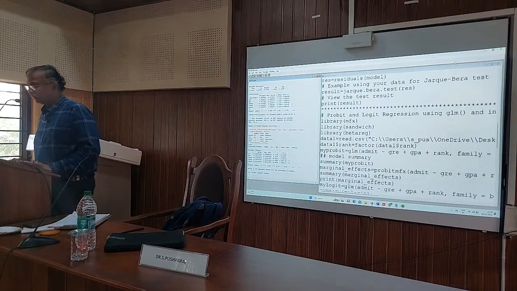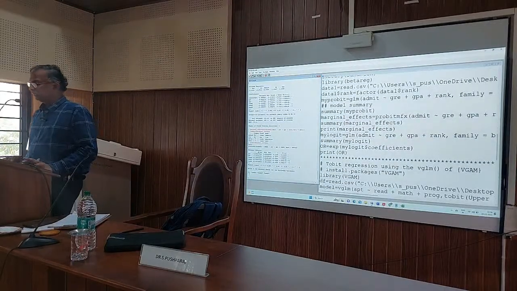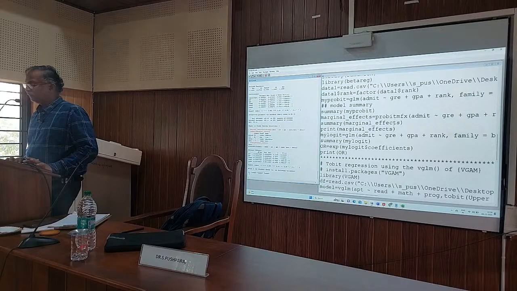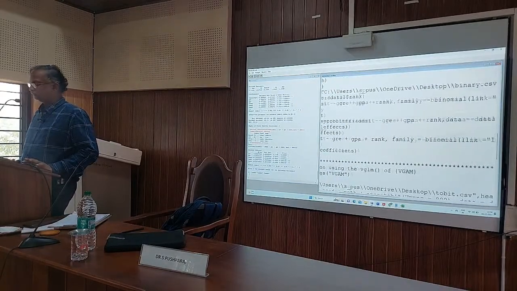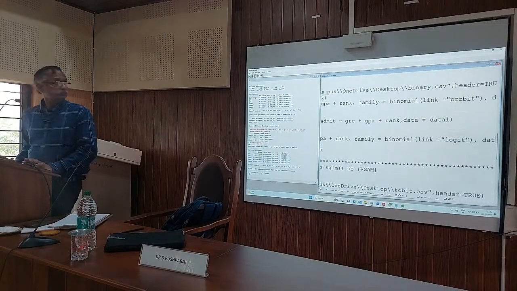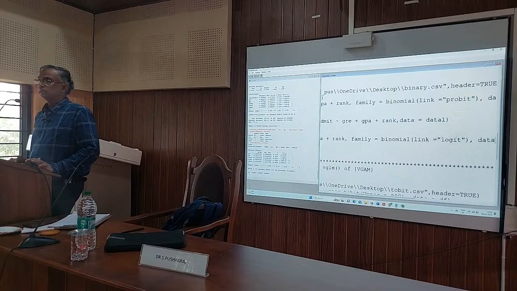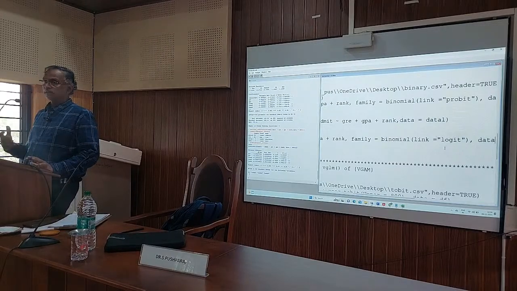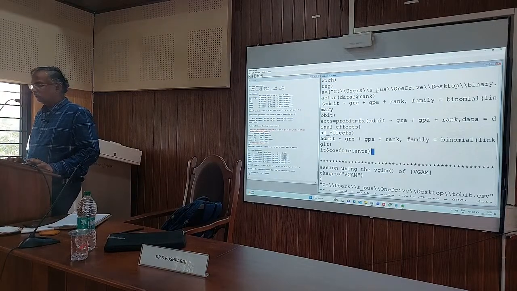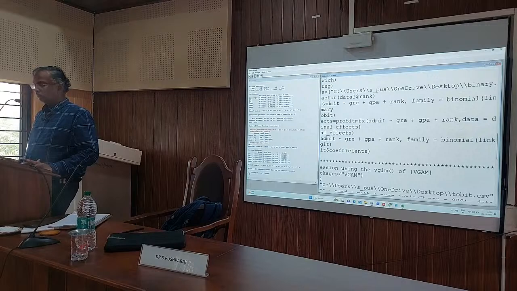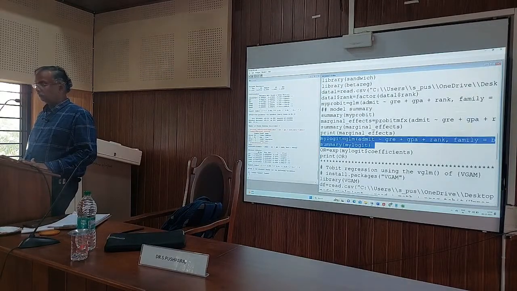Now let us run the logit. Logit also runs with the GLM function, but here the link function would be logit instead of probit. Just look at this. Logit. So this is what the link function is. After giving it, you can run the logit model. Now let me run the logit model.